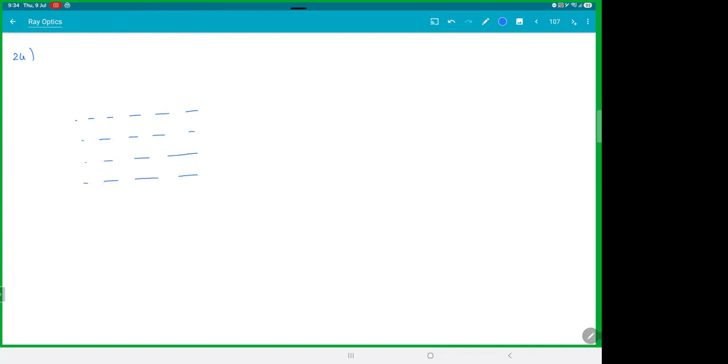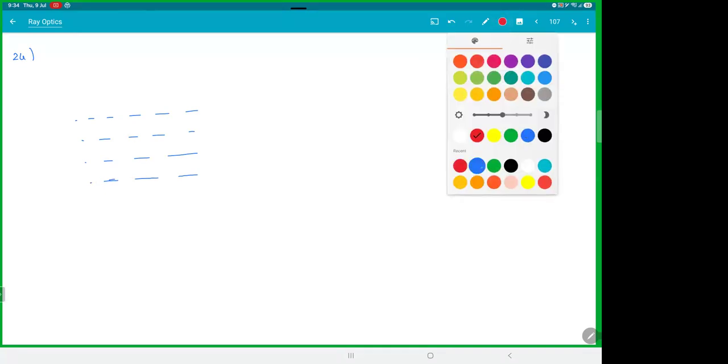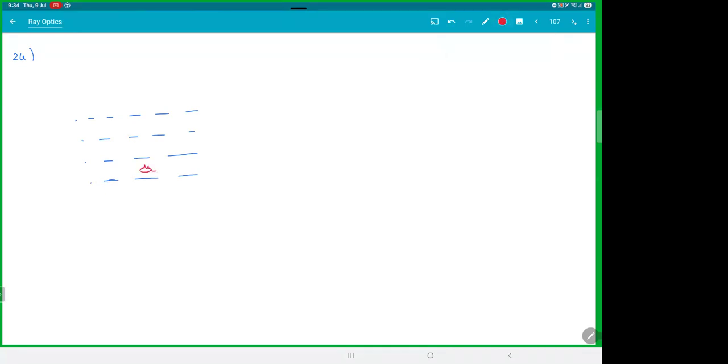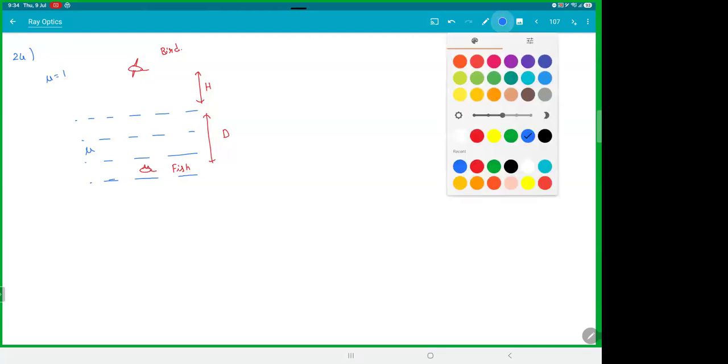So we got a liquid here. We got a fish here. And we got a bird here. The distance between the bird and the water is h, and the depth of the fish is capital D. The refractive index of the water is mu, and outside it is 1. They're exactly on top of each other.